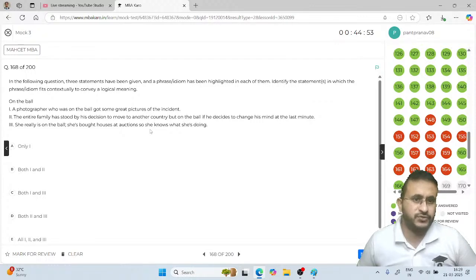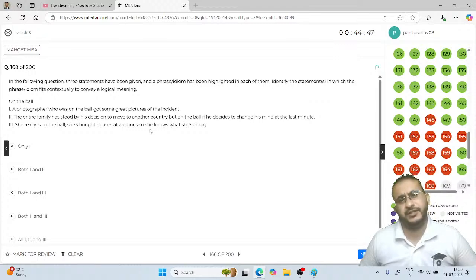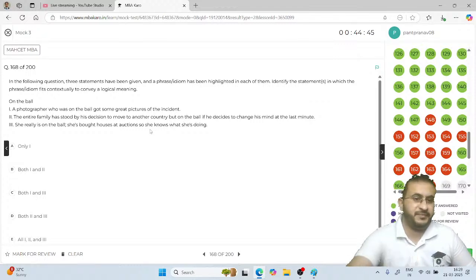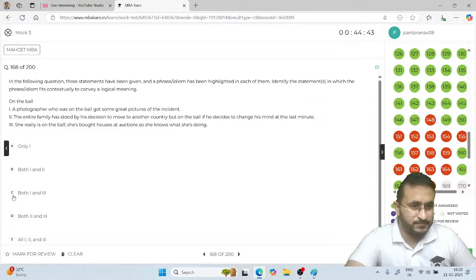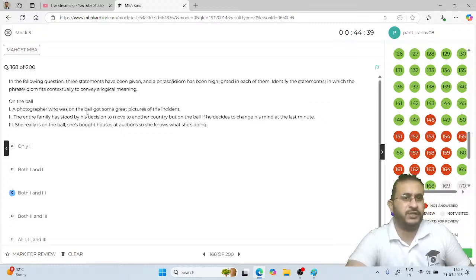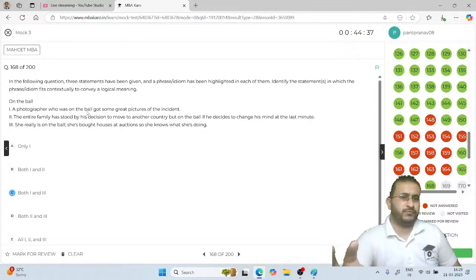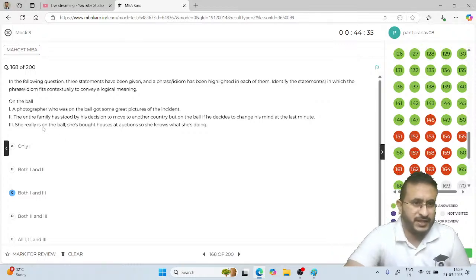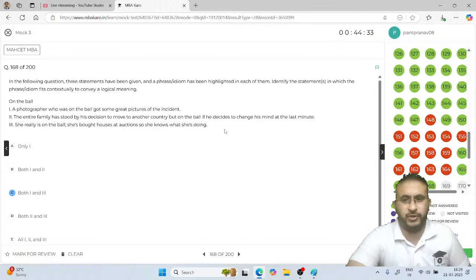The entire family has stood by his decision to move to another country, but on the ball if he decides to change his mind at the last. Now, if you see, first and third make similar sense, like expert. On the ball, photographer got some great pictures, she's really on the ball. So on the ball basically means someone who is expert at a certain thing.